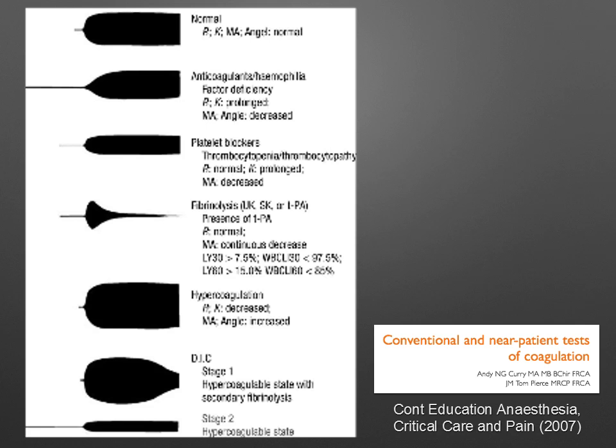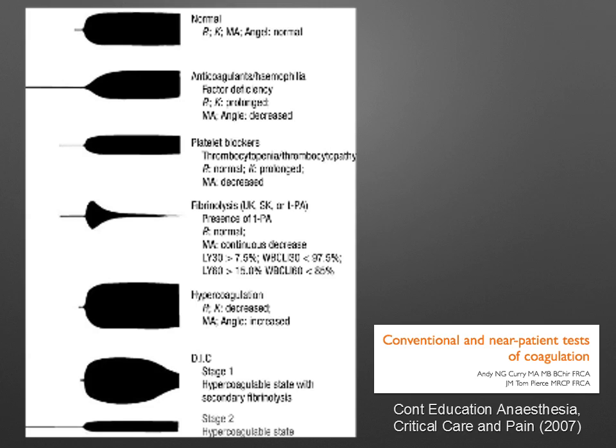This picture shows some of the different patterns that you can see on the TEG system. It's worth remembering what a normal trace looks like, as well as something like haemophilia, which has a longer R time, or a thrombocytopenia where you don't have such great platelet function, so the K time is prolonged and the alpha angle is reduced.